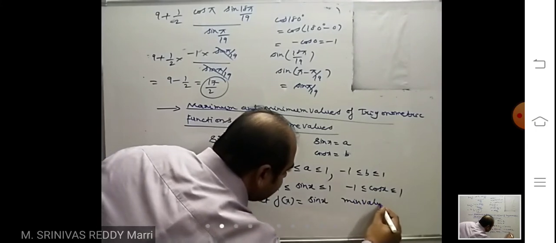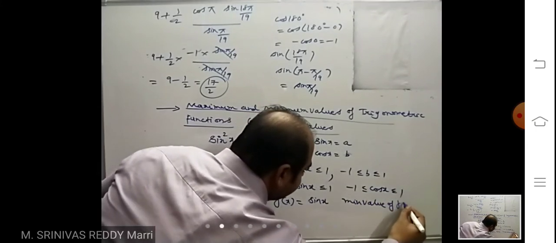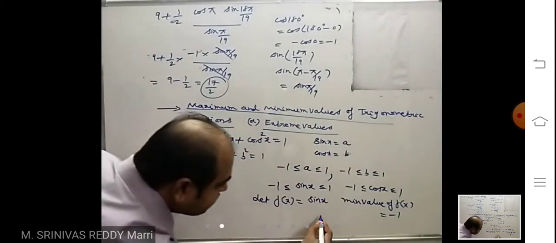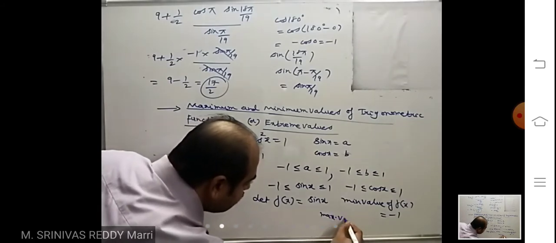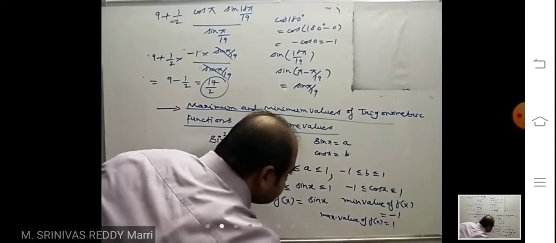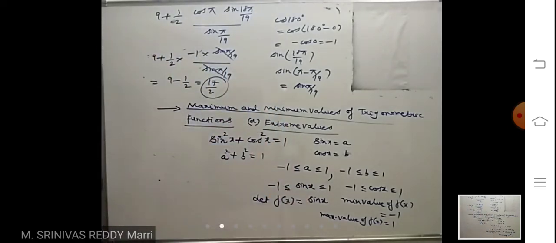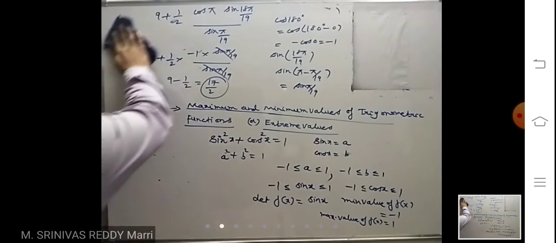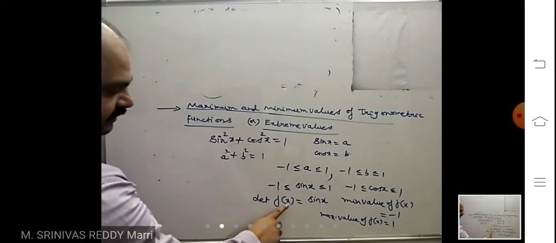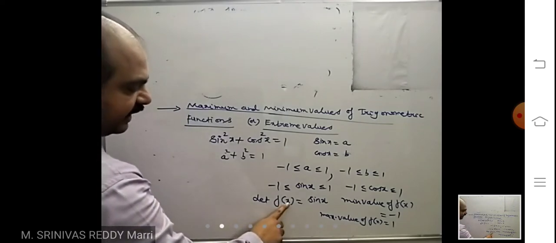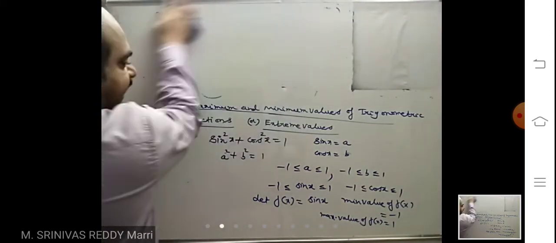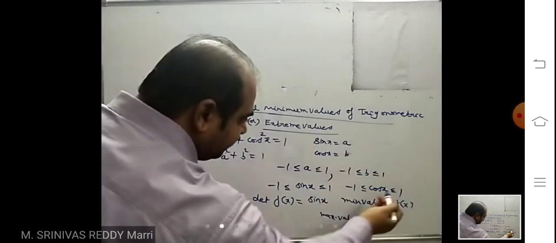So minimum value of f of x is nothing but minus 1. Maximum value of f of x is nothing but 1. Similarly for cos x, minimum value is minus 1, maximum value is 1. Just sin x is called f of x. If we substitute x equal to pi by 2, f of pi by 2 is sin pi by 2. That is 1. In functions you will get again, for the time being, minimum value and maximum value.